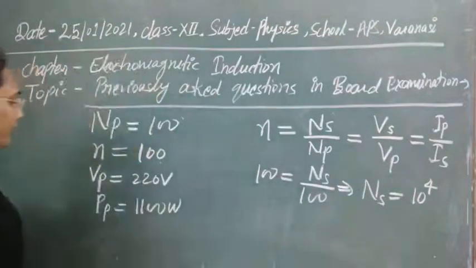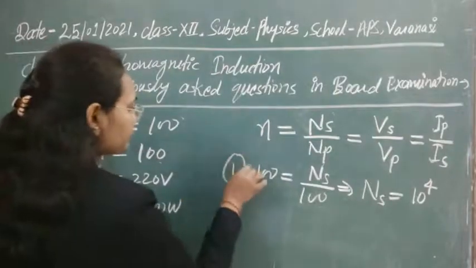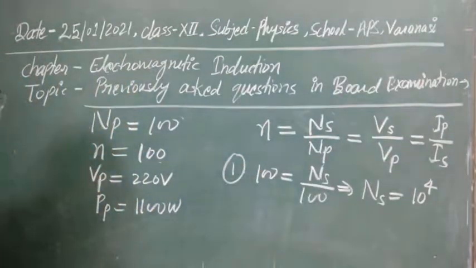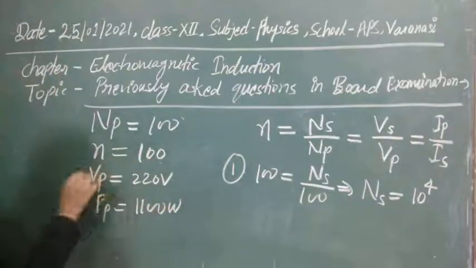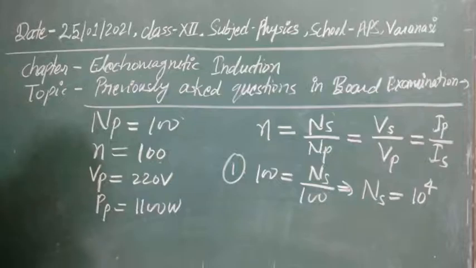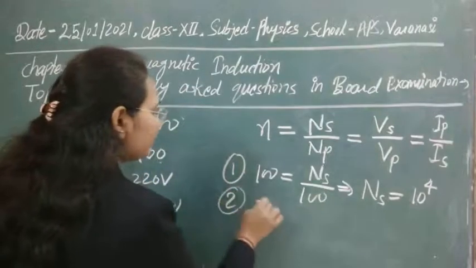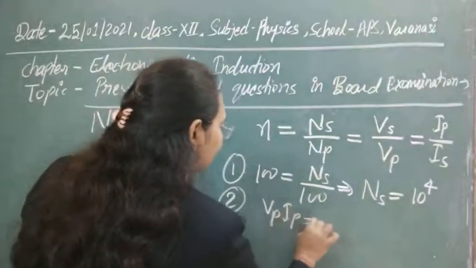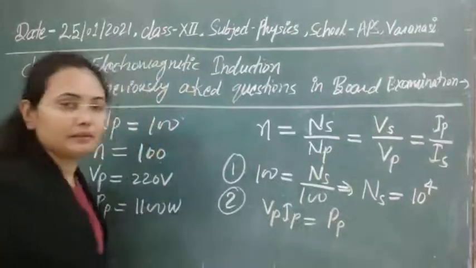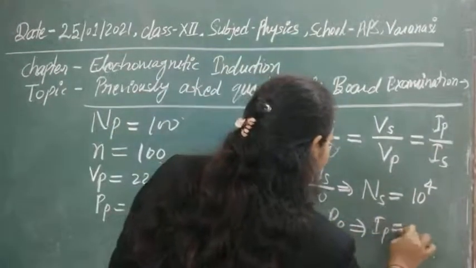Second is the current in primary. So here two things are given. Second question, we have to calculate what will be the current in the primary coil. So here the voltage in primary coil and the power in primary coil are given. So with the help of that we can calculate the current in primary. As you know that Vp into Ip will give you the power in primary. So just use it, then we can calculate the current in primary.